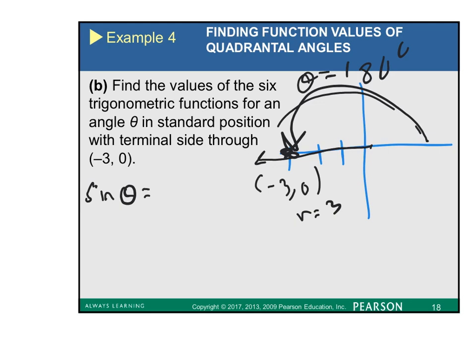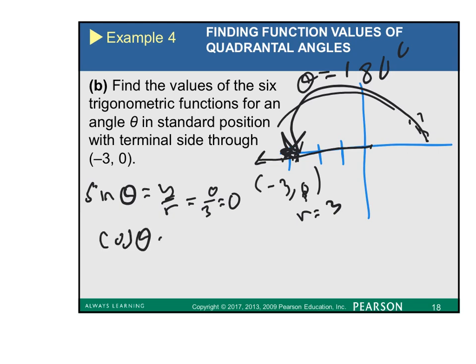It's still y over r, but in this case, y is still a 0. 0 over a 3 is still 0. Interesting. Wasn't the sine of 180 also 0? It's still 180. It's still the same angle. Would it matter what point I'm at? It didn't seem to matter. It's still the same angle.